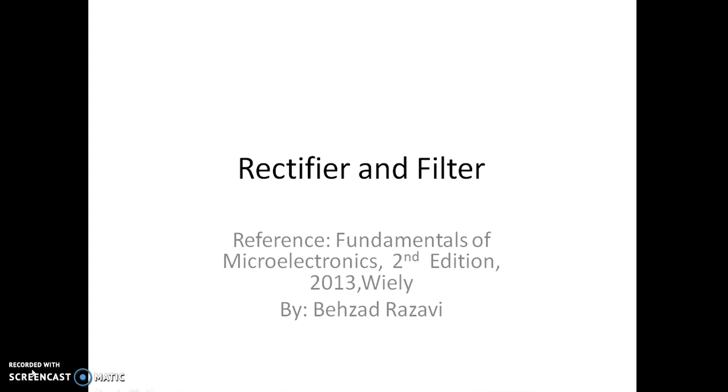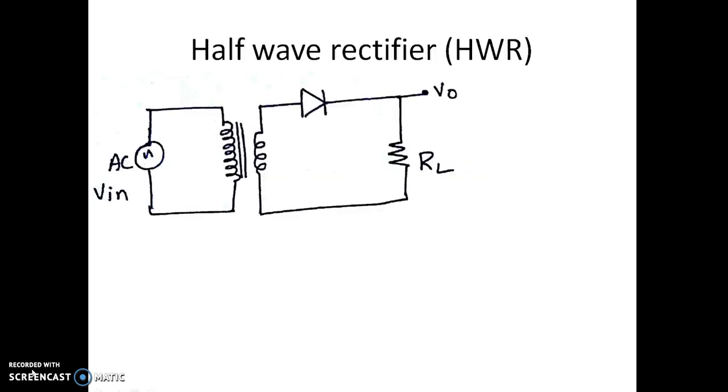The reference for this particular video is Fundamentals of Microelectronics by Behzad Razavi. So let us start with the half-wave rectifier, which is usually referred to as HWR. The circuit diagram consists of a step-down transformer, a diode, and a load resistor. The input is the AC voltage, and the output will be measured at the junction of the diode and the resistor.